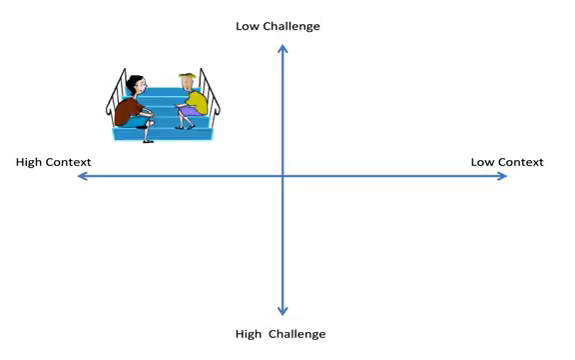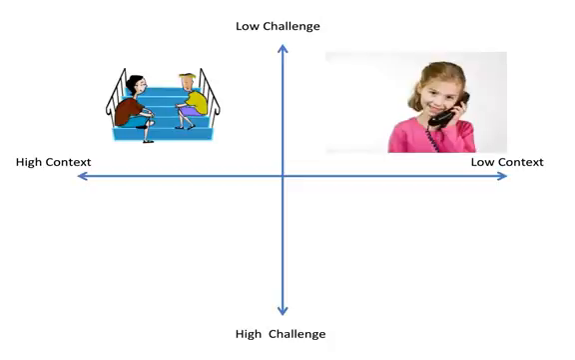So low challenge, high context would be a social conversation with a friend about how your day was. Low challenge, but low context might be a phone call home to a parent. That would be low context just because you don't get the visual and social clues that you do in a face-to-face conversation. It would probably be low challenge because you're not doing any academic work in that phone call.